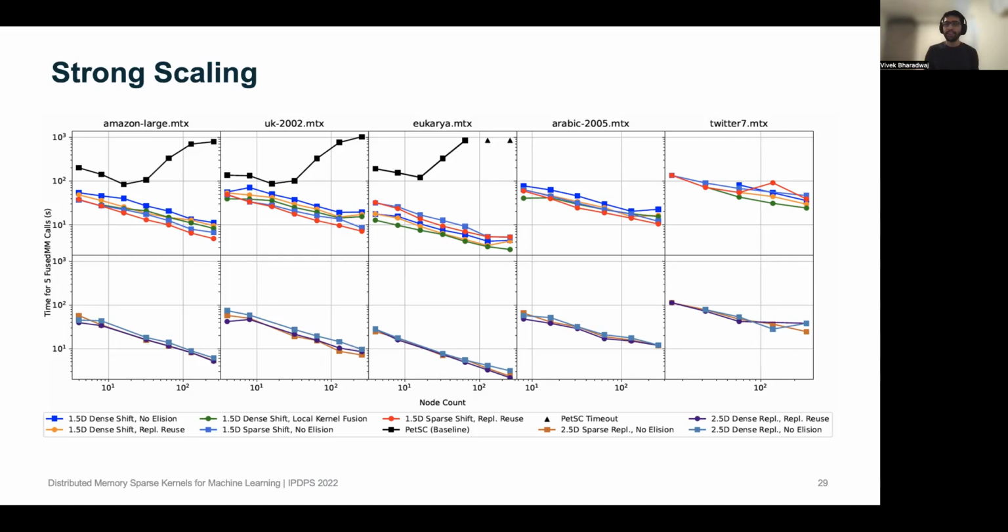On the other hand, the significantly denser eukarya matrix exhibits the 1.5D dense shifting algorithm with local kernel fusion performing the best. And we see a similar story for the Twitter 7 matrix, which is the largest test case, where the 1.5D dense shifting algorithm wins out.